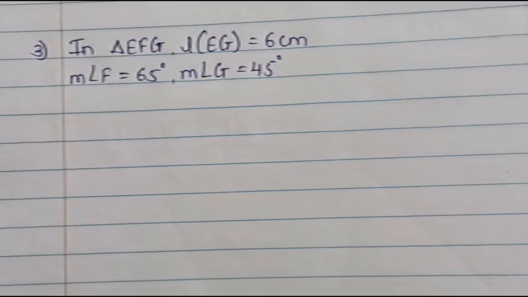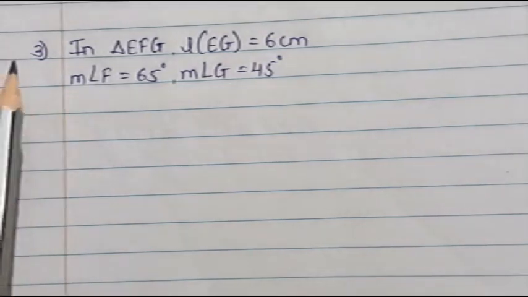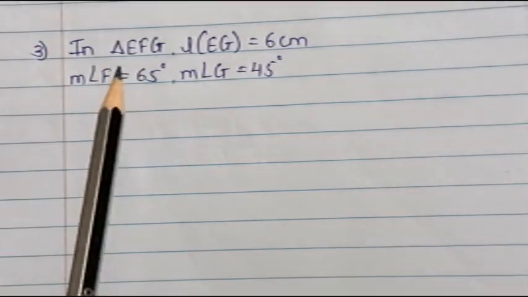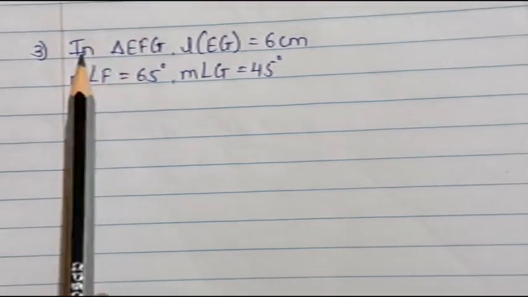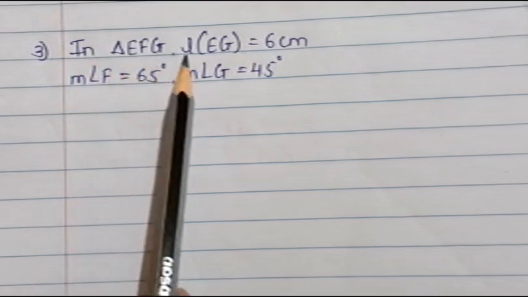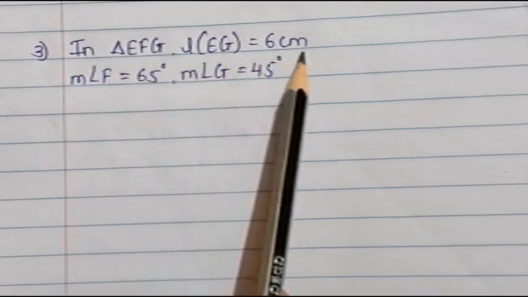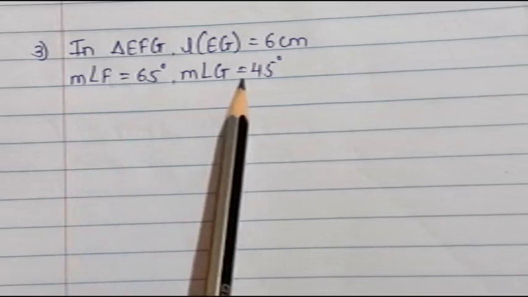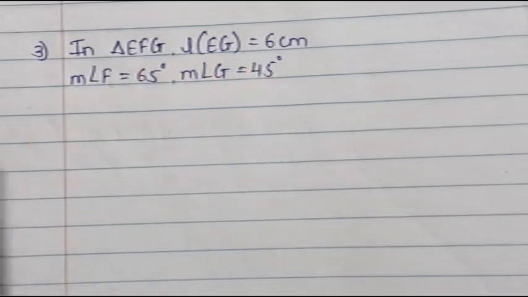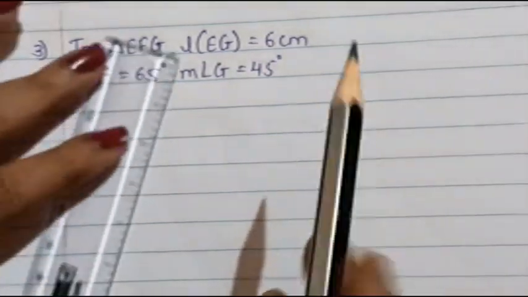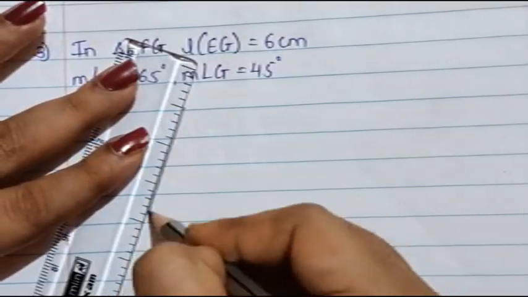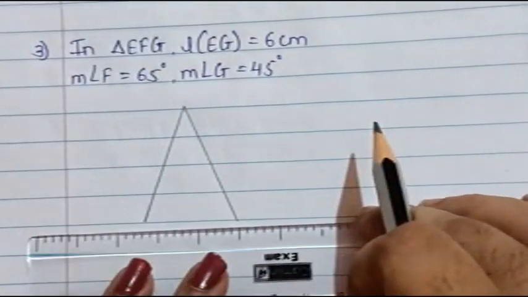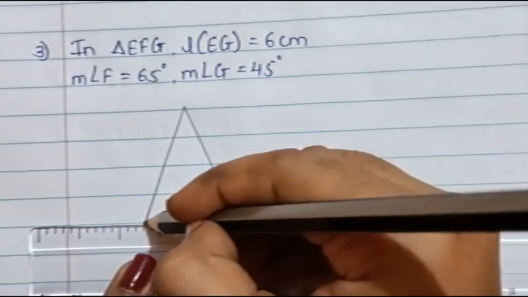Now students, here look at the third one. Second one you will solve it on your own. I am explaining the third one because third one is a little bit different. Okay, what they have told: in triangle EFG, length of EG is equal to 6 centimeter, measure of angle F is equal to 65 degree and measure of angle G is equal to 45 degree. So first we'll draw the rough figure. Okay, this is the rough figure I am drawing now.